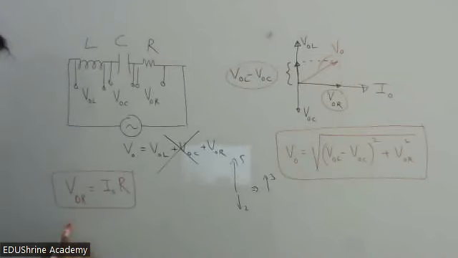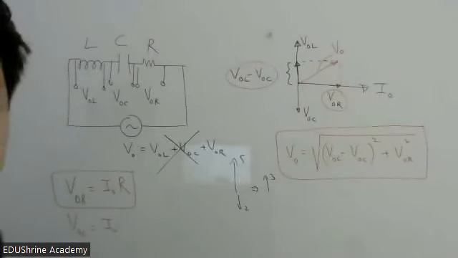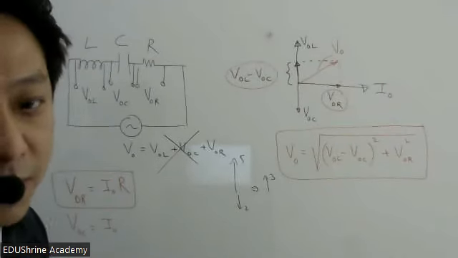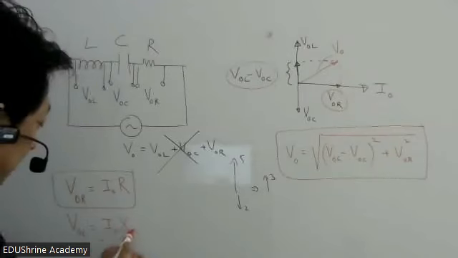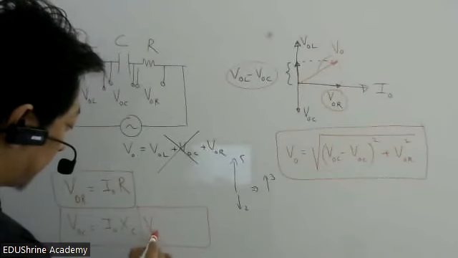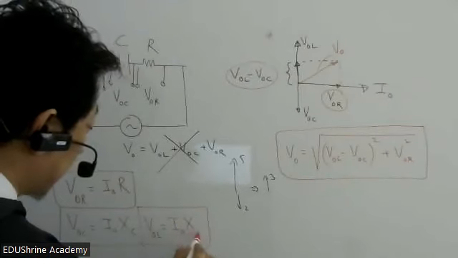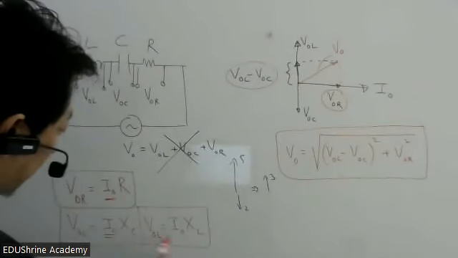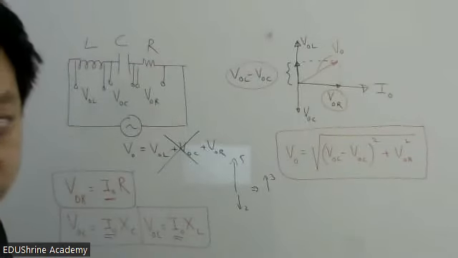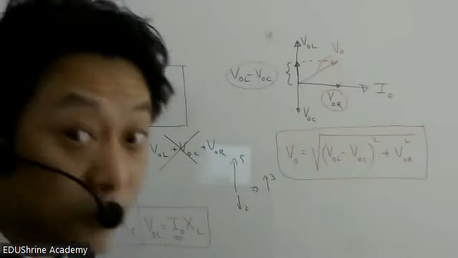Now tell me, similar formula for the capacitor, how did we write? I0 into what? Who plays the role of resistance in a capacitor? Capacitive reactance, written as XC. Then V0L we wrote as I0 into XL. Can you tell me why it is I0 everywhere? The current is the same in series, but the voltages will be different, because each of them offers different opposition.